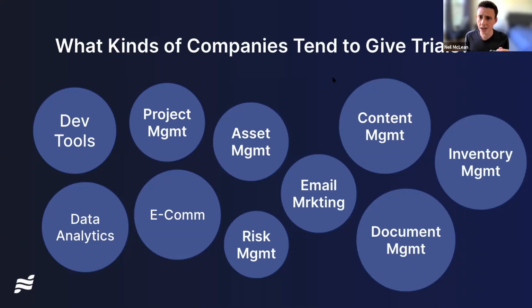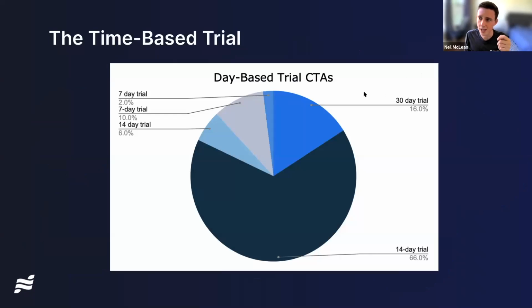So the next question that we asked is, in addition to what verticals of software tend to get trials, what duration of time is typical for these trials? And we looked at 14 days, 30 days, and 7 days. And we found that by far 14 days was the most common. So if you look at this graph down here, around 72% of the companies we looked at had 14-day trials on the website, as it was advertised. Around 16% did 30 days and around 12% did 7 days.